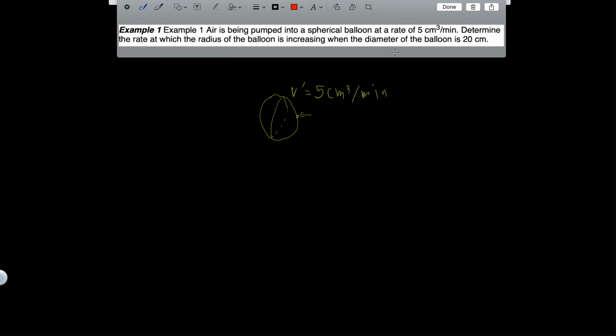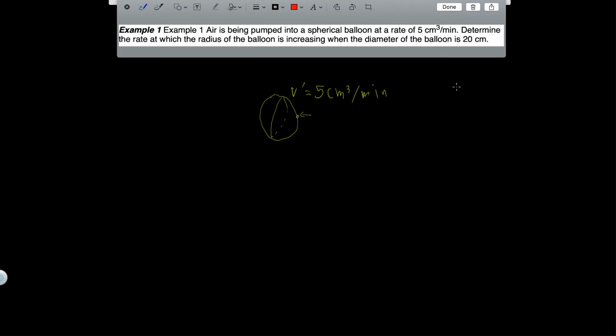All right, let's see what it's asking. Determine the rate at which the radius of the balloon is increasing when the diameter of the balloon is 20 centimeters. This is important because we have to notice that the radius increase is not constant. It's proportional to the volume increase, but you can even think about it intuitively. When you start pumping a balloon, first it pumps really fast, and the radius increases quickly from 0 to something. And then towards the end, you're still increasing the volume by the same amount, but the balloon doesn't seem to get bigger as fast. The increase in radius starts to slow down. So that's why we're looking for the rate of increase at a certain diameter of the balloon.